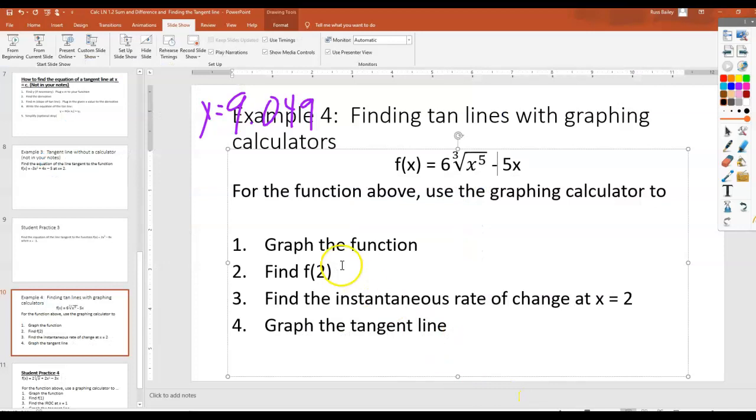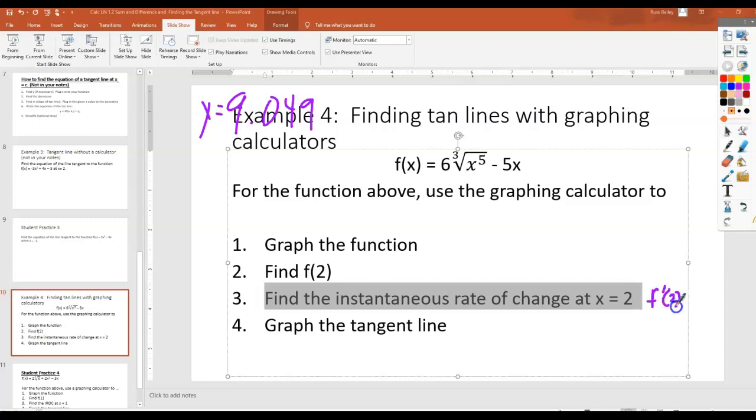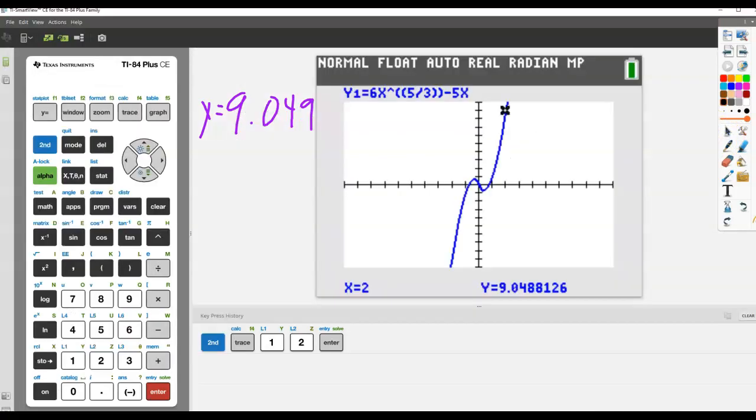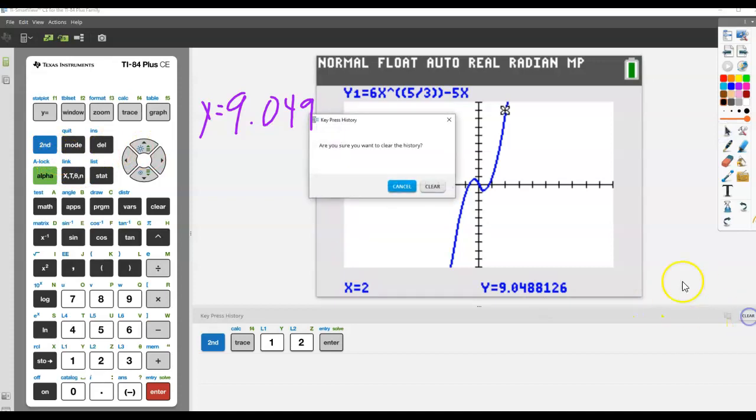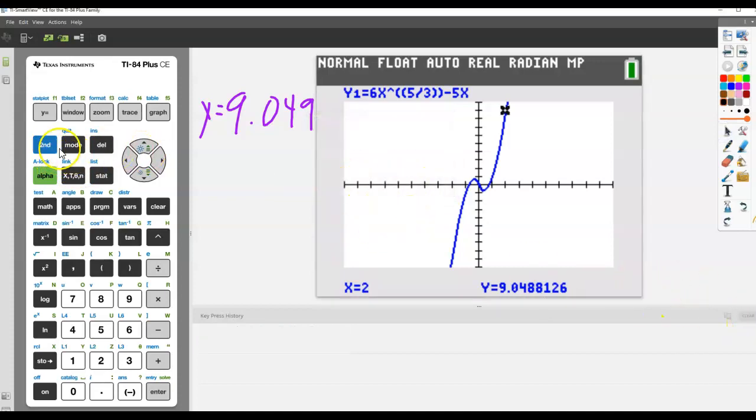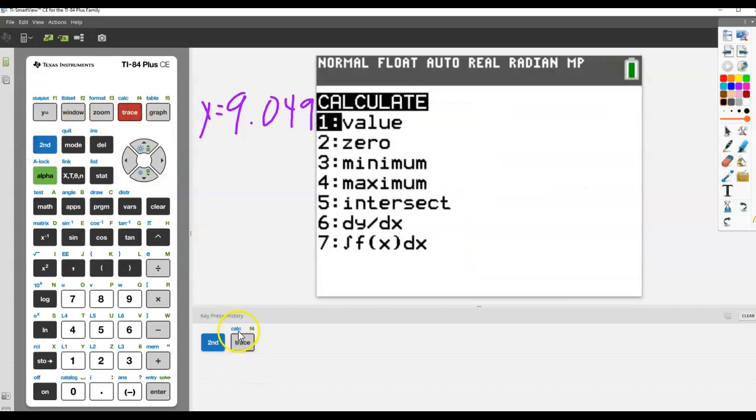So that's this step here. We graphed the function and found the y value. Now we want to find the instantaneous rate of change. In other words, I want to find what is f prime of 2. What's the slope of my function at x equals 2? So let's go over to our calculator. Once again, you're going to push a pretty similar sequence of buttons. You're going to push second, trace, which is the calc button, and look for where it says derivative. That would be option 6, as you can see there.